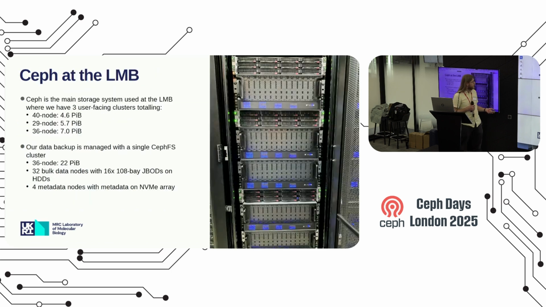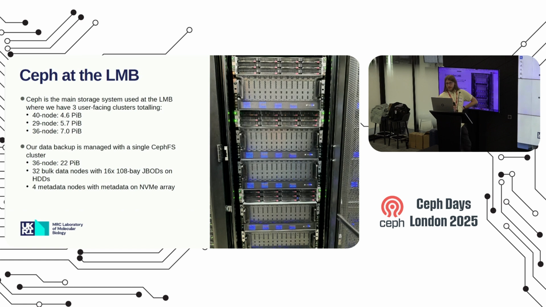So just to give you an idea of the estate we have at the LMB, we use a large amount of on-prem, predominantly GPU and some CPU compute for computational biology. This research requires a significant amount of storage where we use Ceph, and specifically CephFS as our main storage solution. Our CephFS estate consists of 3 user-facing clusters, totaling just over 17 petabytes of data, and a single CephFS cluster that backs all these up. I've just put a picture of one of the racks of our backup cluster on the left here, or I suppose on your right, just to help visualize what we've got.